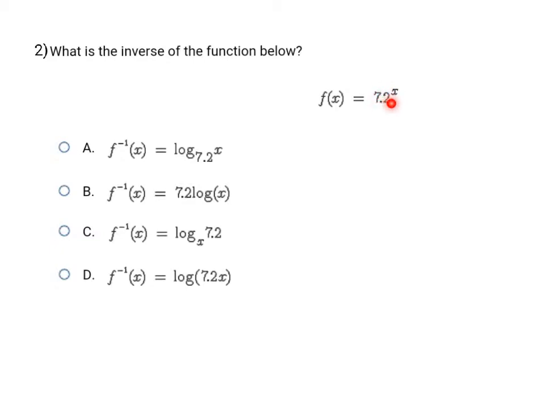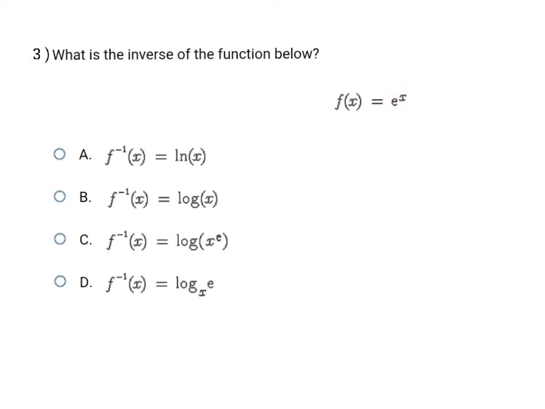Here my base is 7.2, so that's going to become the base of my logarithm. And the exponent is x, so that's going to become the argument of my logarithm. And that's the inverse of the original function, so that makes my answer A.